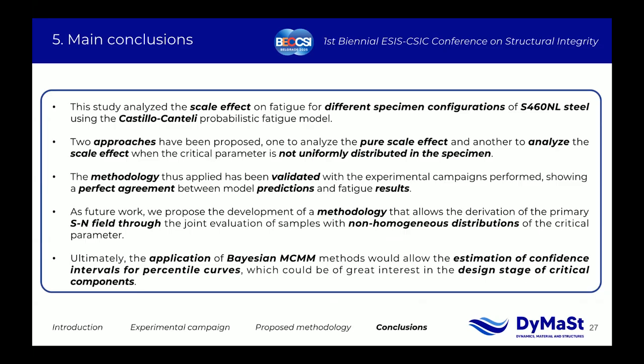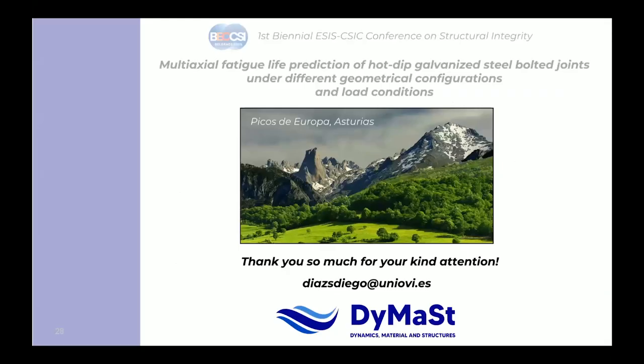As Peter mentioned, one thing that we can propose is a methodology to derive the primary SN field from, for example, a real component. I think that could be quite interesting. Also, some other points in which we are currently working, and which I think are quite promising, are, for example, the use of Bayesian Markov chain Monte Carlo methods to derive what we call the percentiles of the percentile, which is the confidence interval of the percentile curves, which can help us during, for example, the design stage of critical components. That's all from my side.